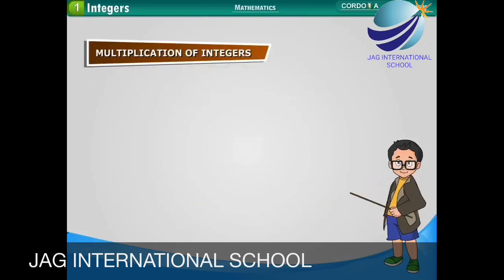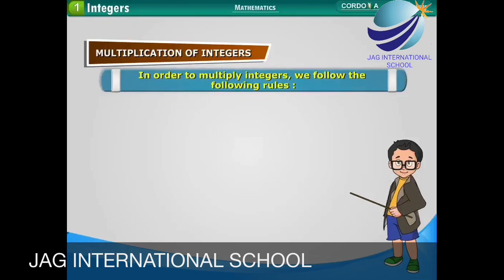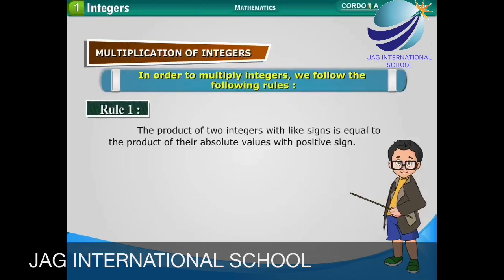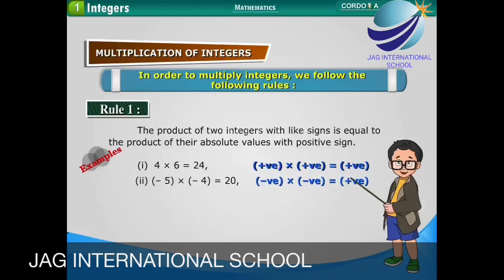Multiplication of integers. In order to multiply integers, we follow the following rules. Rule 1: the product of two integers with like signs is equal to the product of their absolute values with a positive sign. Examples: 4 × 6 is equal to 24. Positive times positive is equal to positive. -5 × -4 is equal to 20. Negative times negative is equal to positive. -8 × -9 is equal to 72. Negative times negative is equal to positive.